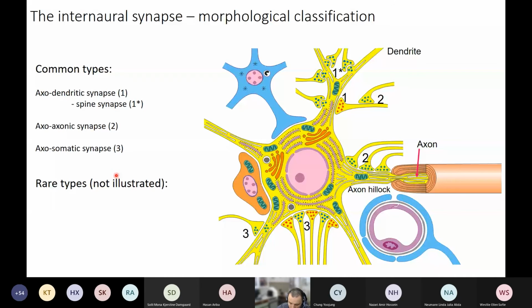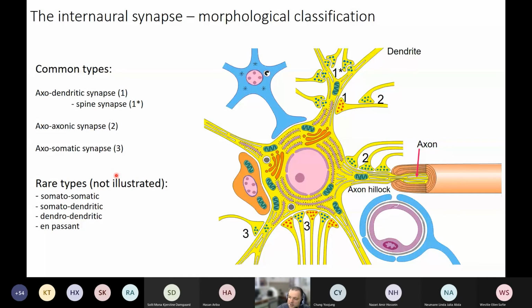But I listed here these names, and I will give you some examples for those, but not for all of them. Somatosomatic synapses may occur if two neurons meet each other with their cell bodies. The somatodendritic synapses, if the cell body communicates with the dendrite, and the dendrites may also synapse with each other. Dendrodendritic synapses also exist. And there is a so-called en passant synapse, which is characteristic, for instance, in the autonomic nervous system. I will come back to this next time.